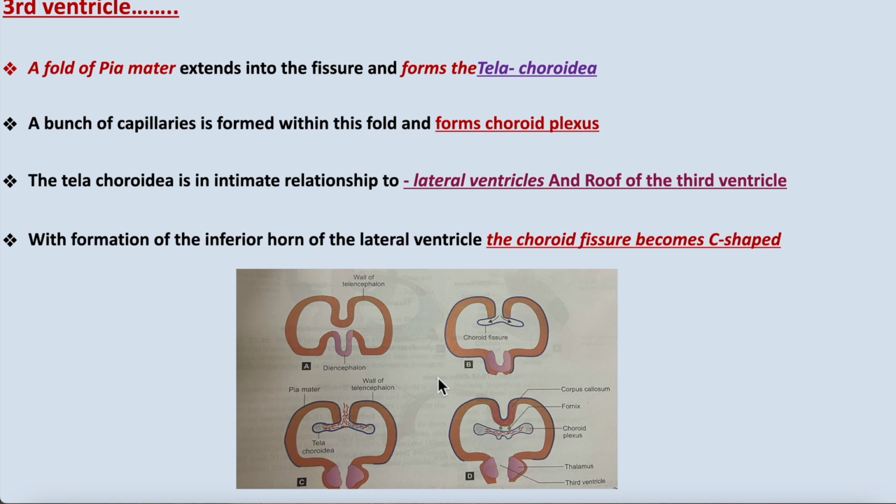The tela choroidea is in intimate relation to the lateral ventricle as well as with the roof of the third ventricle, because the floor of this groove is going to form the roof of the third ventricle. So definitely once the choroid fissure is lying here in relation to the floor of this groove, it is lying in relation to the roof of the third ventricle too. With the formation of the inferior horn of the lateral ventricle, the choroid fissure becomes C-shaped.